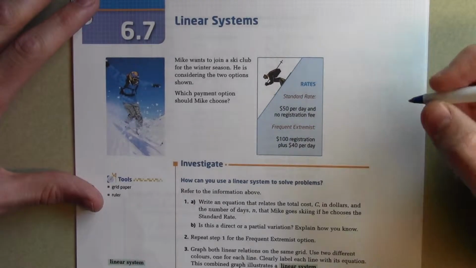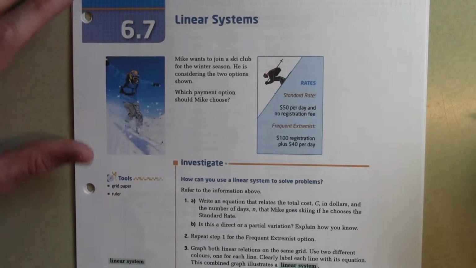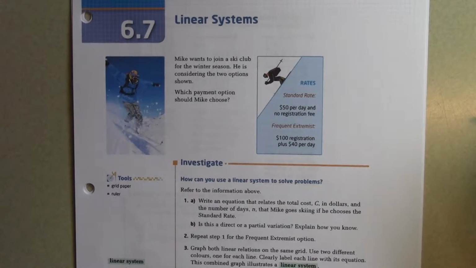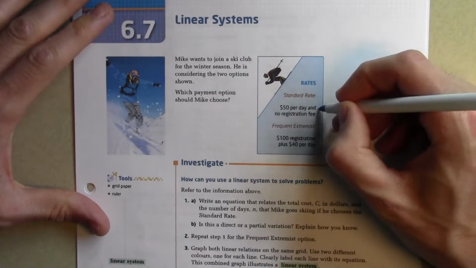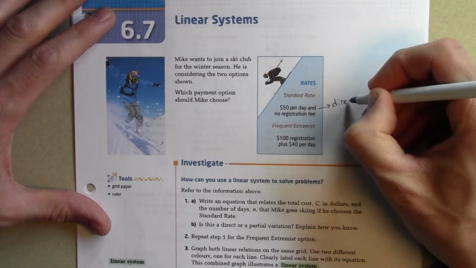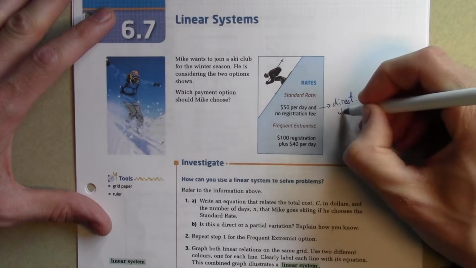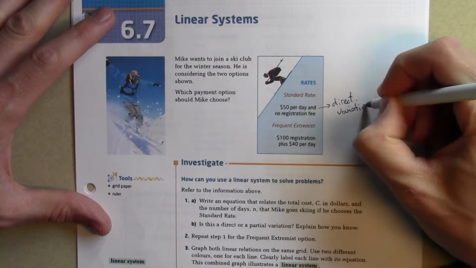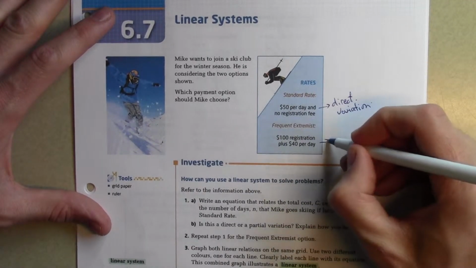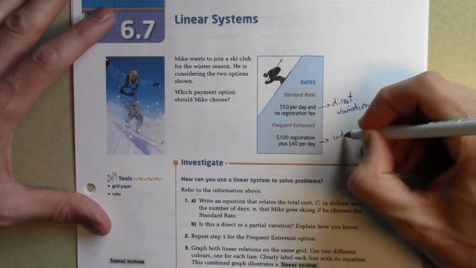What type of variation would you say standard rate is? Direct rate. Yeah, direct, right? Because there's only a variable rate. And this one appropriately would be partial.